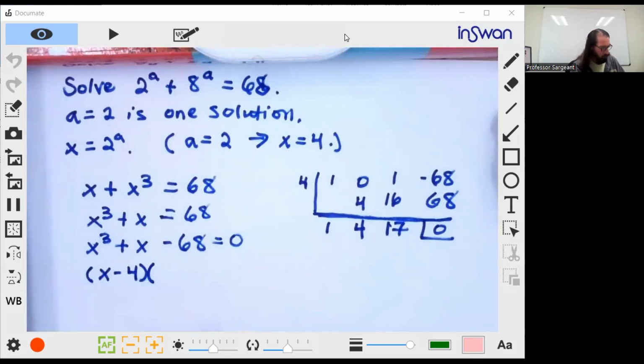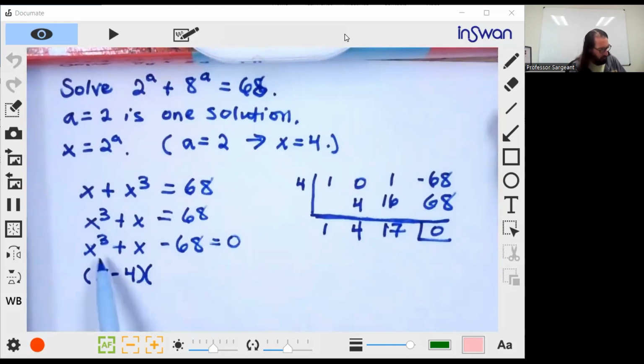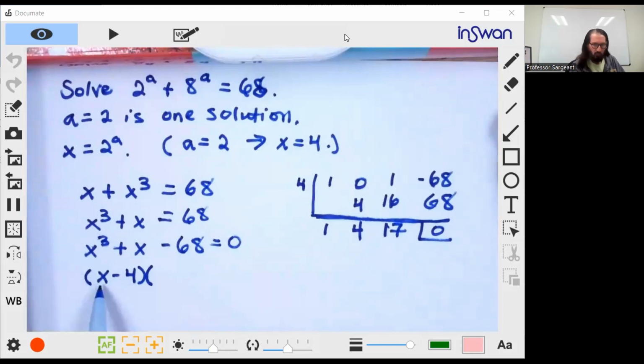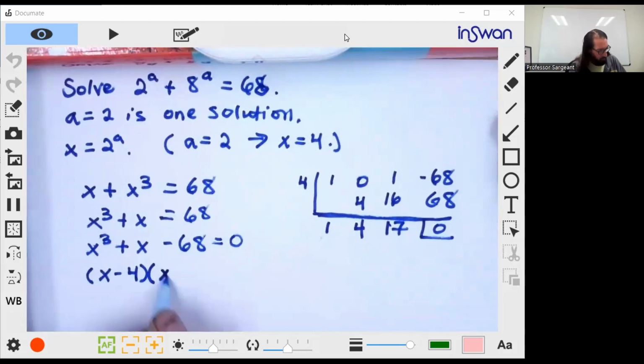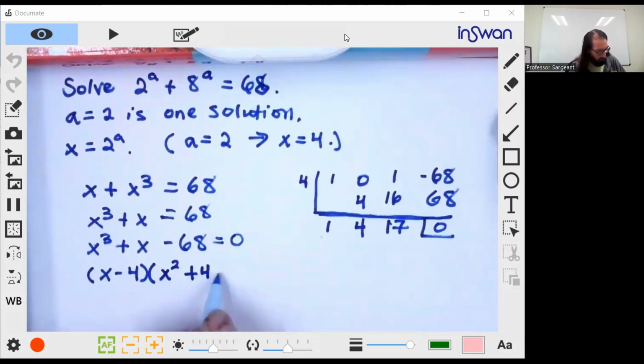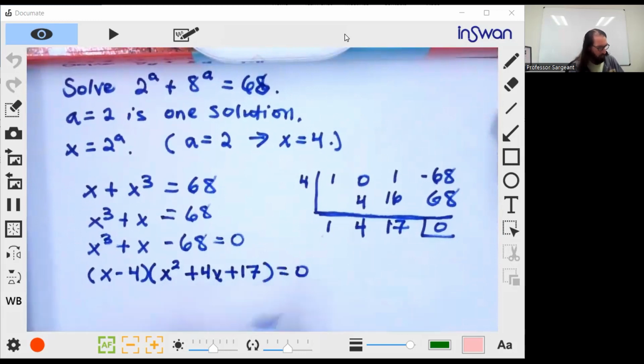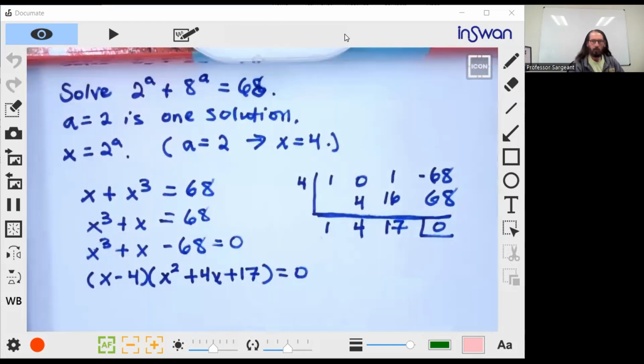x minus 4 times, well, what do we have to multiply x by to get x cubed? We'd have to multiply by x squared. So that 1 there is a coefficient for x squared. Our other factor is x squared plus 4x plus 17. We already know from the first factor that x equals 4 is a solution.